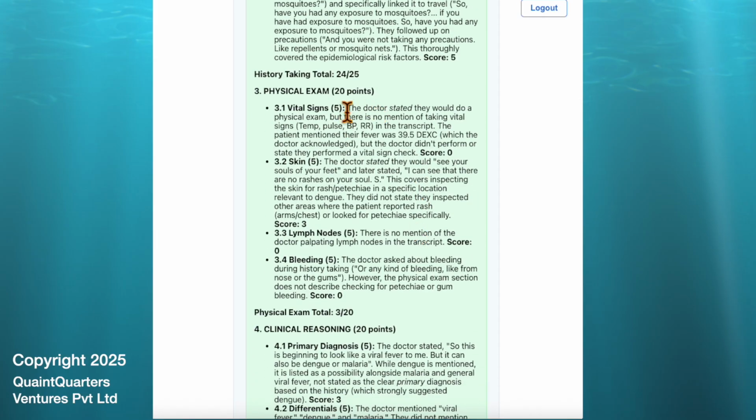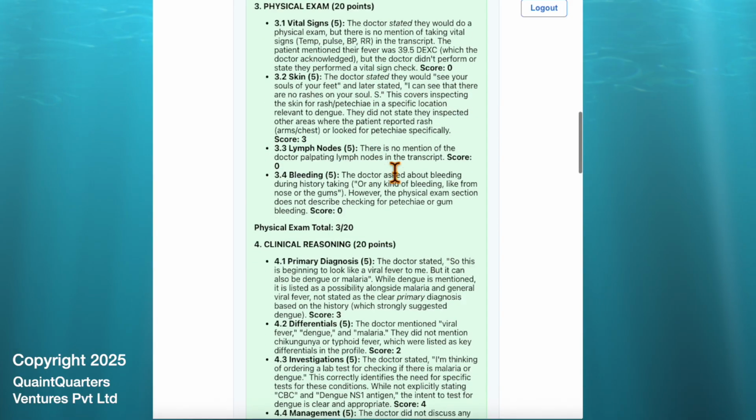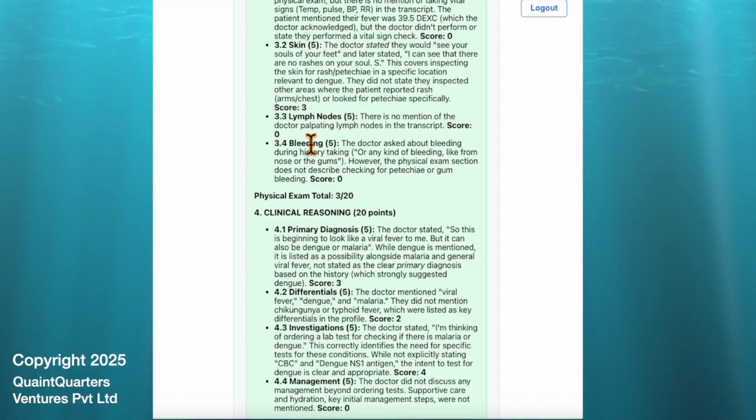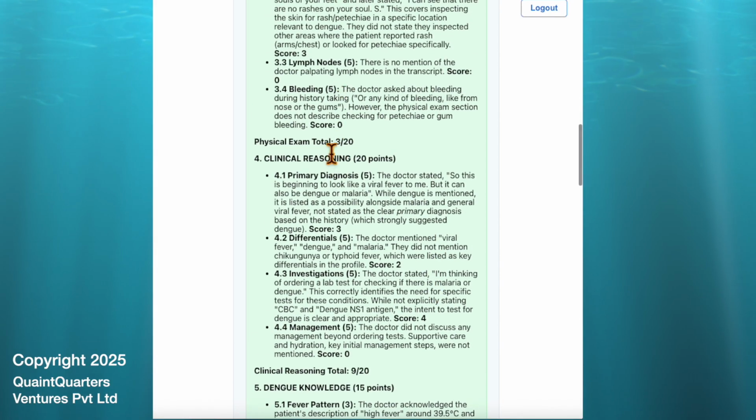Physical examination: vital signs were not examined or asked about except for the fever, which the patient mentioned himself. So the score is 0. For skin, the doctor said that I can see there are no rashes on the sole, so it is 3 out of 5. Lymph nodes and bleeding were not mentioned, so again, it is 0. Physical examination, therefore, has been only 3 out of 20.